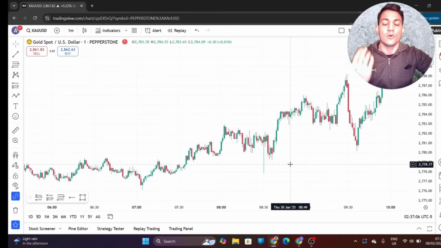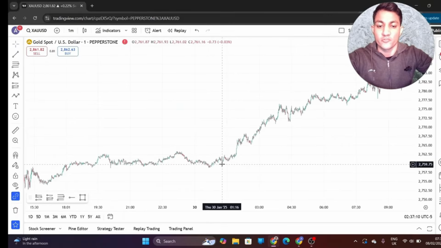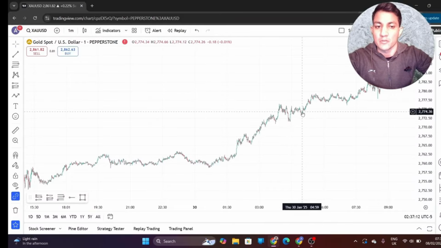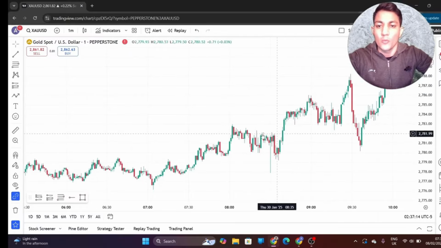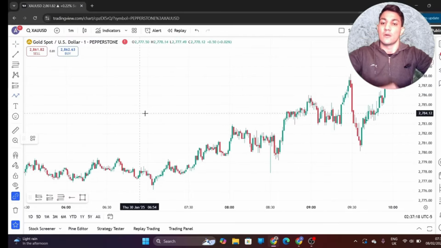The bias for New York is almost 9 times out of 10 the same bias as London, right? So if you just zoom out, London is obviously bullish, right? So for New York, all we're looking for is a continuation. Now, this is what New York will always do, right?